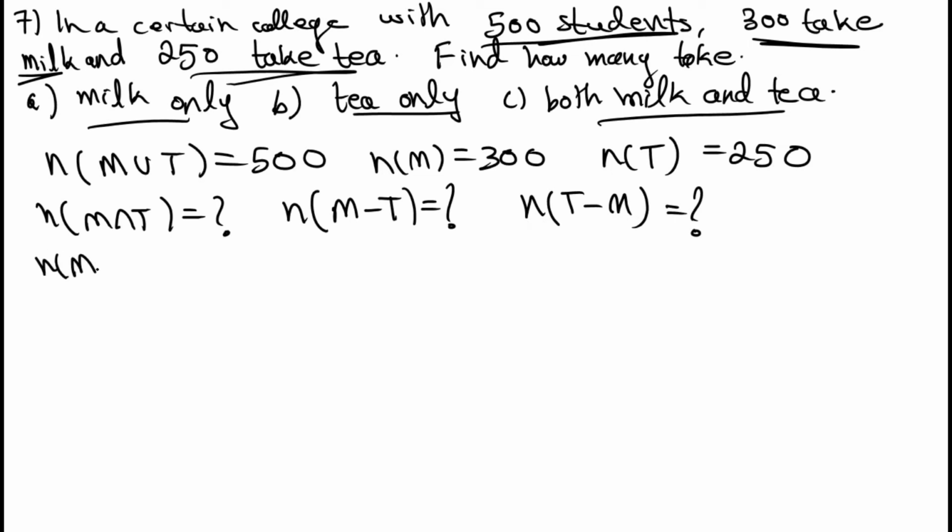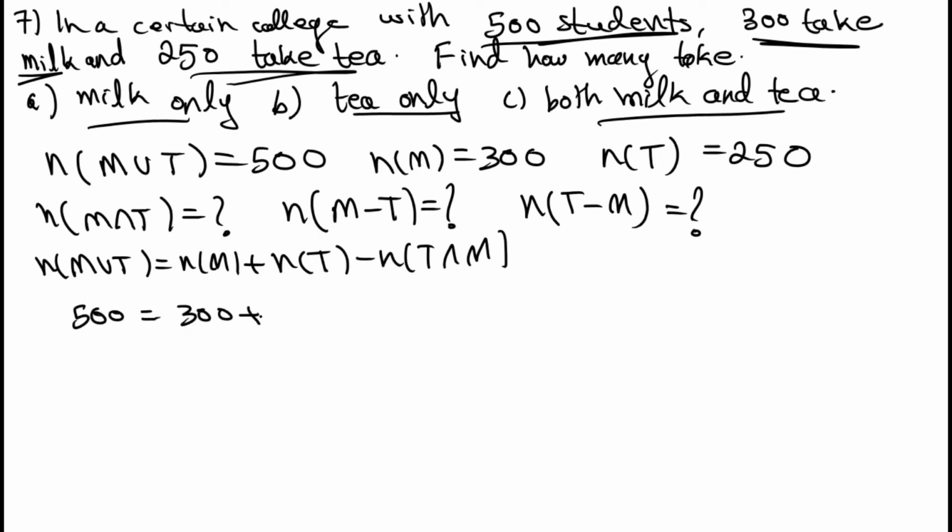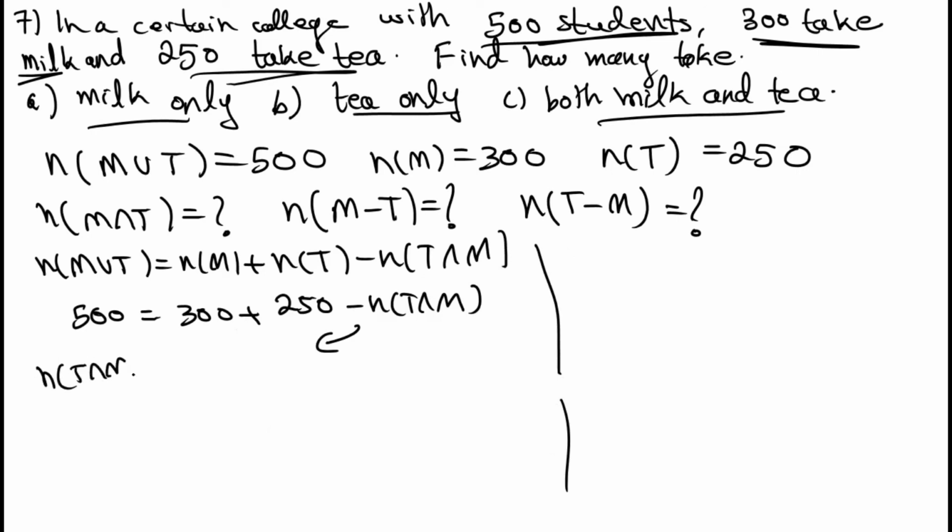Use the formula n of M union T equal to n of M plus n of T minus n of T intersection M. N of M union T 500 is equal to 300 plus 250 minus n of T intersection M. So take this n of T intersection M to LHS. What you will get? Plus, right? Minus will become plus. So n of T intersection M is equal to here 550 minus 500. It's equal to 50. So 50 students are taking both milk and tea.